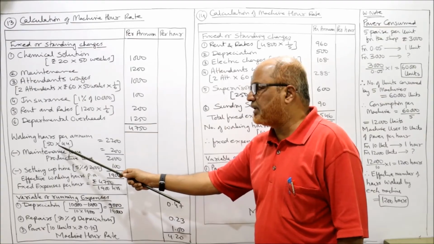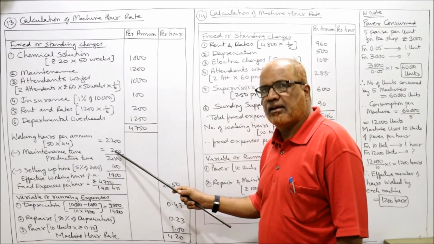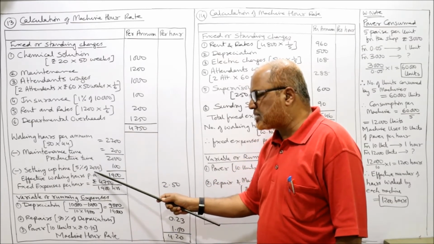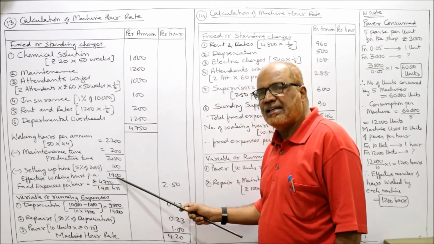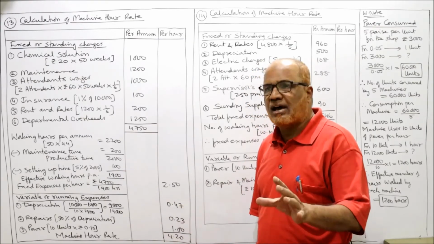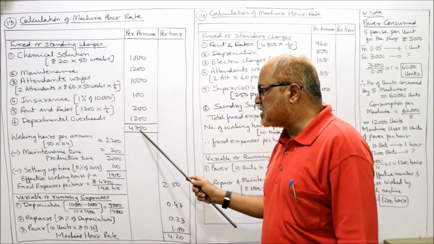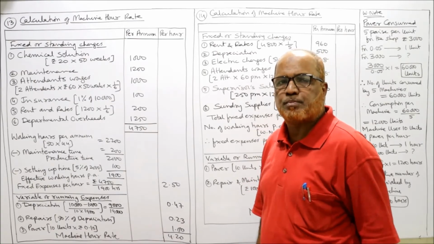Working hours per annum: 50 weeks into 44 hours, 2200, minus maintenance time 200. So productive time 2000, minus setting up time, 5% of 2000 is 100. So deduct, effective working hours is 1900. 1900 hours is the effective working time. Now fixed expenses per hour: 4750 divided by 1900, 2 rupees 50 paisa is the fixed expense per hour.